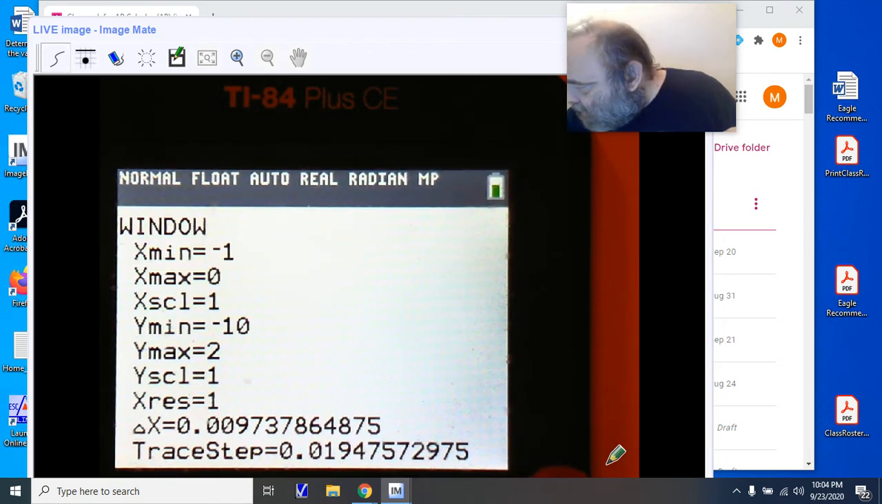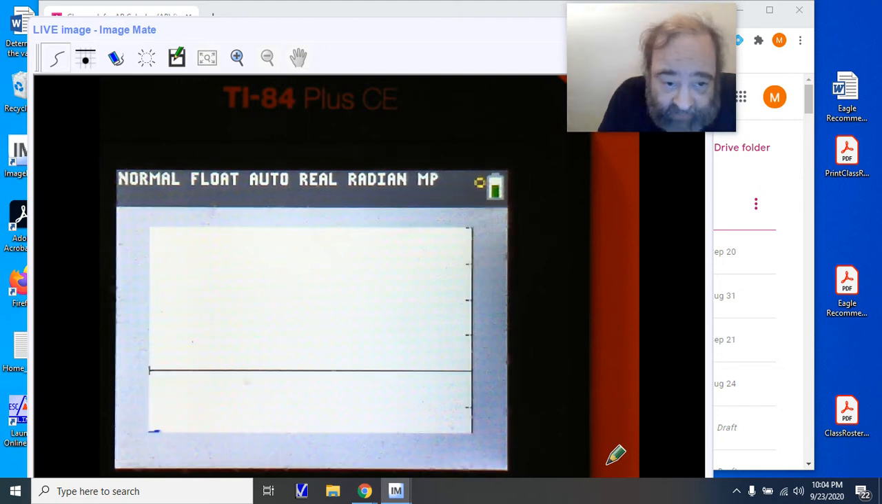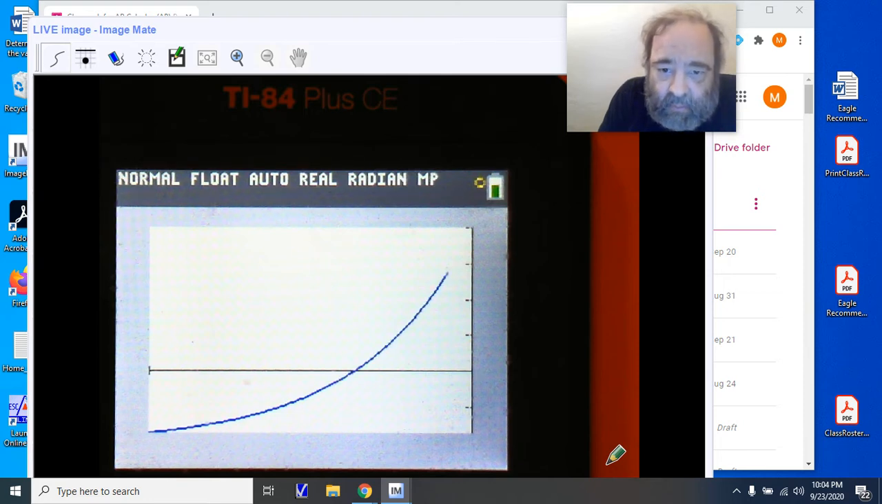Zoom fit. Might give us a large graph and we may have to adjust it. Let's go ahead and see what it looks like. Zoom fit. Now if it's too large, we'll just zoom in again. But this looks perfect. All right, so let's now take a look.